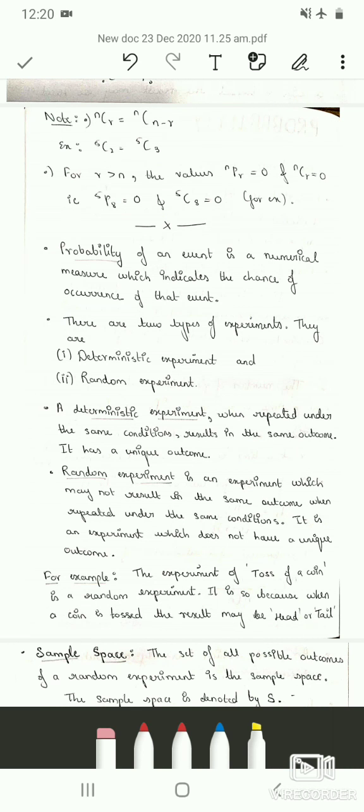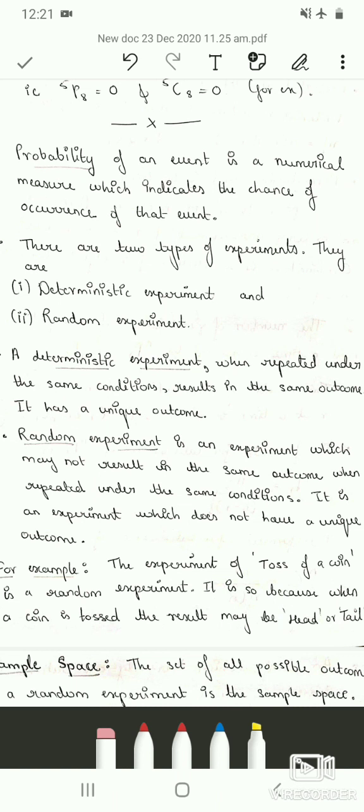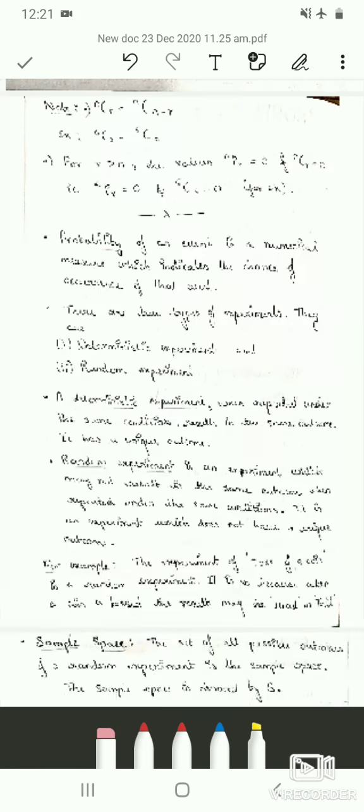The next type of experiment is random experiment. It is an experiment which may not result in the same outcome when repeated under the same conditions. It is an experiment which does not have a unique outcome. So here you are repeating an experiment in the same conditions, but each time whenever you repeat the experiment you will get different outcomes. So here the outcome is not unique. So such type of experiments are called random experiments.